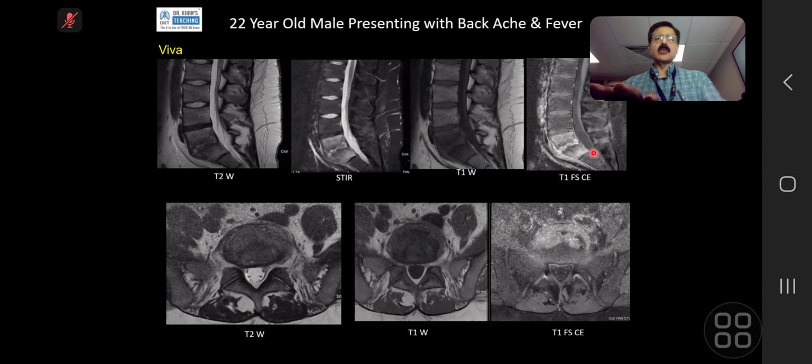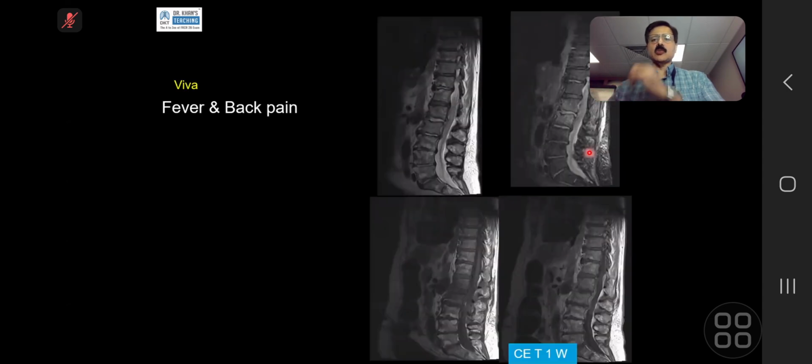Well done. Okay, sir. Another case of spondylodiscitis. Here, let me describe the findings, then I will ask you a question. So if you see here, this is a T2, this is a STIR, this is a T1, and this is a post-contrast T1. In this case, we have not done a fat-saturated pre and post, and that should have been done. But I just want to ask you a question.